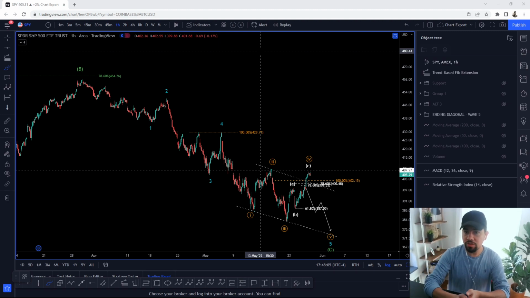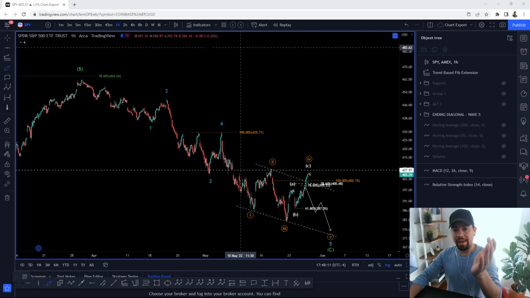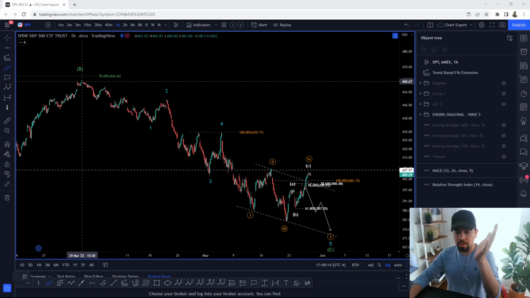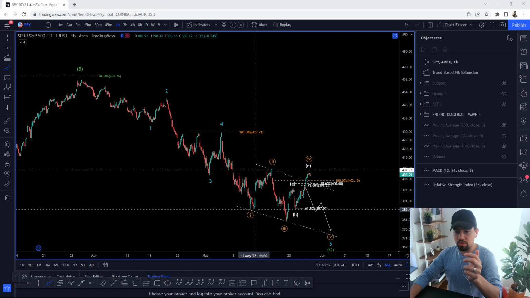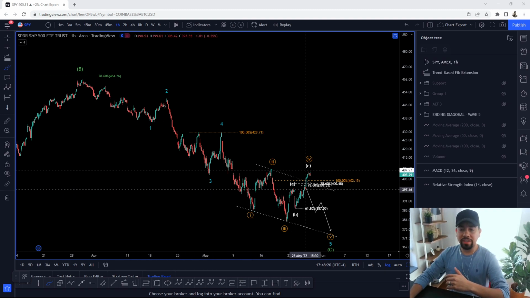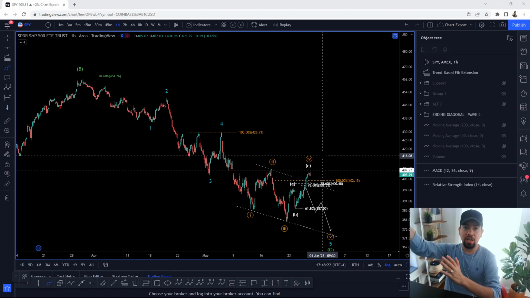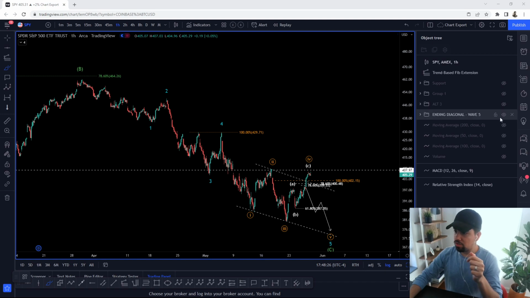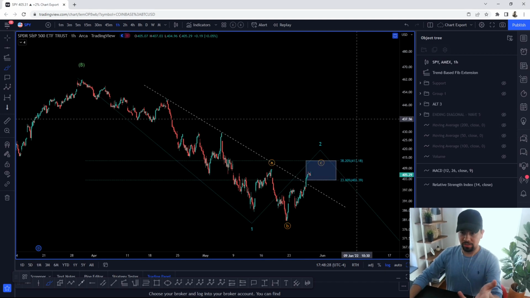If you're new to the channel, thank you for joining. The alternate version of this count suggests that we are going to be counter trending this rally from March 29th through the May 12th low. This is a rally to the downside, and we're looking at it in the three-wave format to the upside in those wave two. Now, let me transition you into our alternate count, and it looks like this, guys.